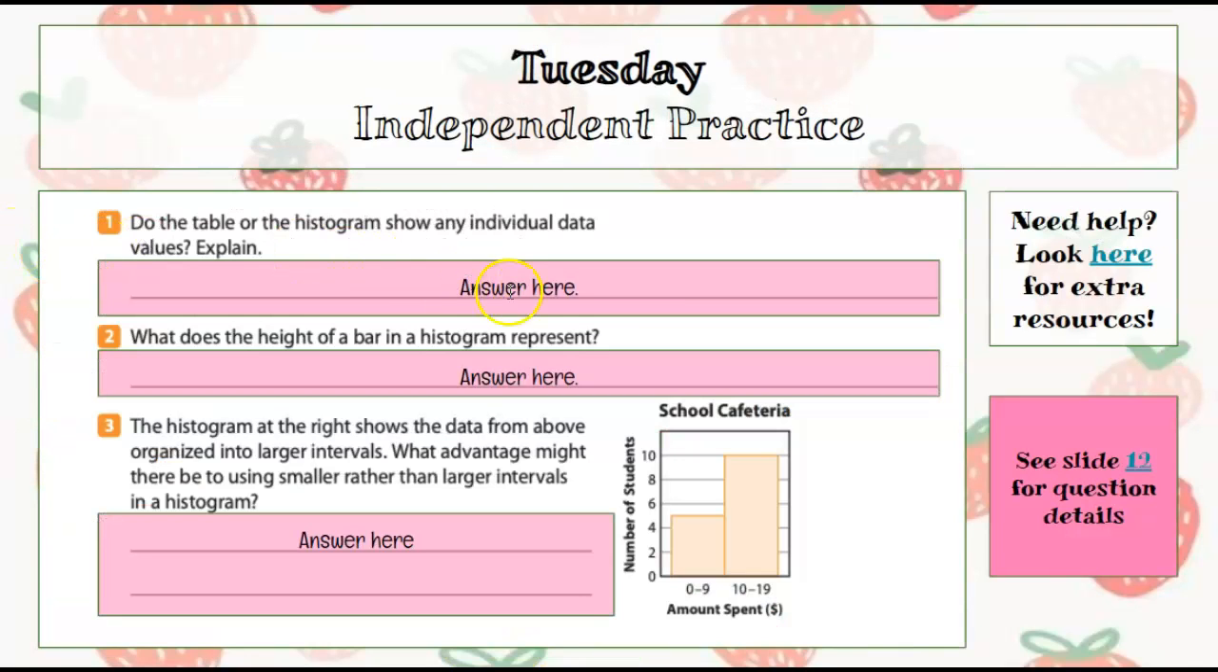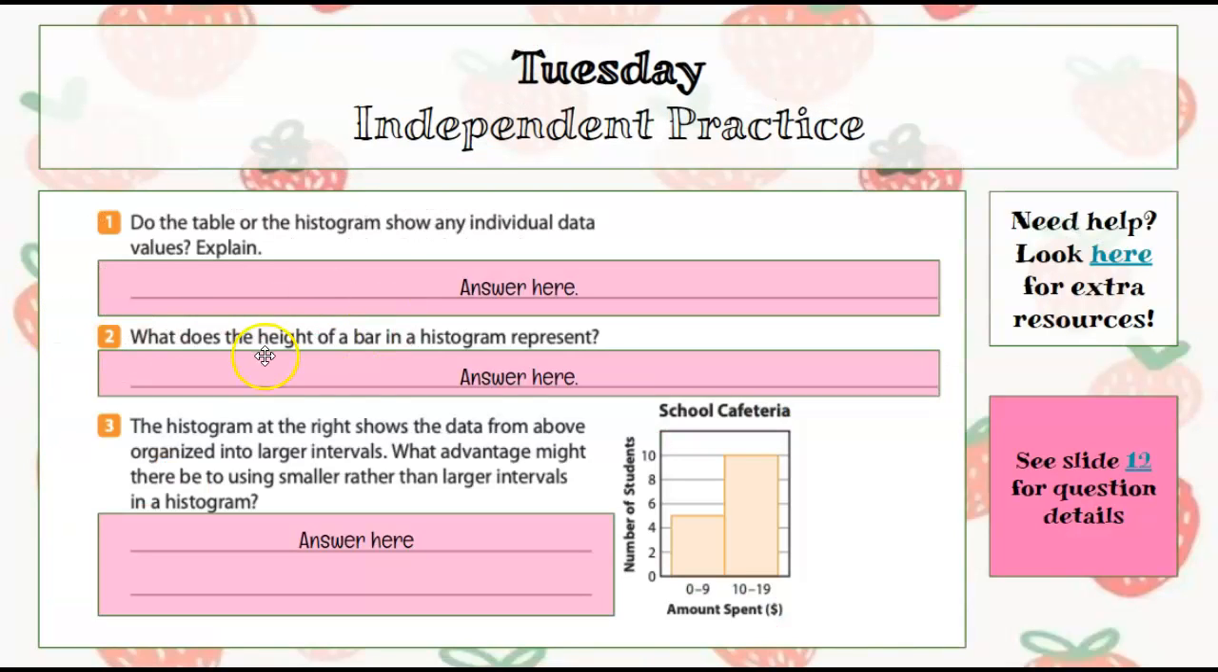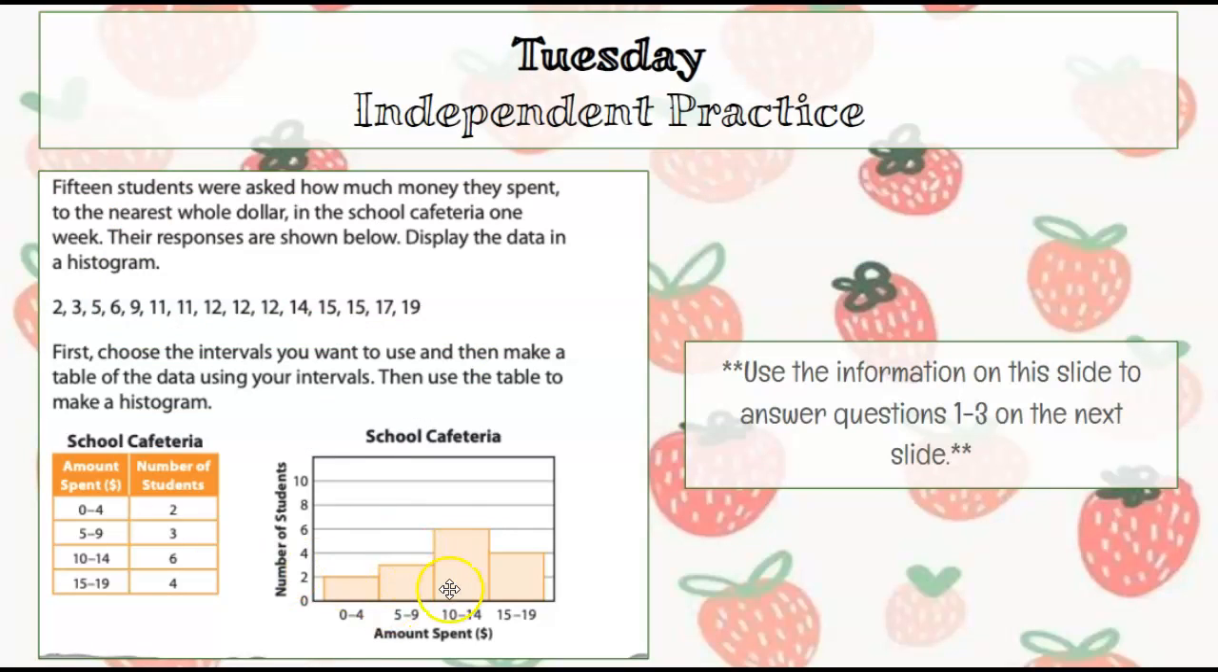Here you're going to answer the questions in words. Do the table and histogram show the individual values? So if you forget about these numbers and you're just looking at these two, do you know the individual numbers? What does the height of the bar in the histogram represent? So how tall this is, what does that represent? You can look over here to figure that out as well.